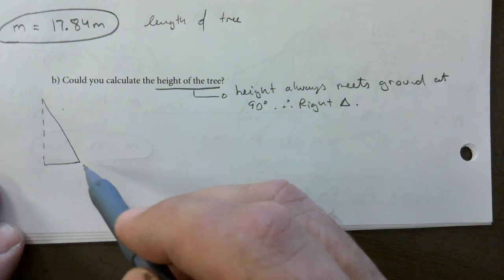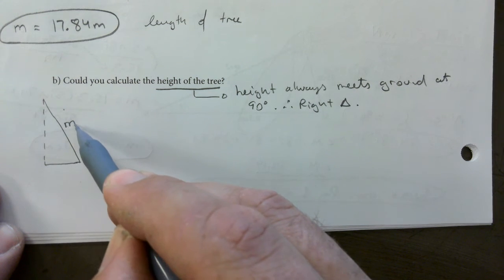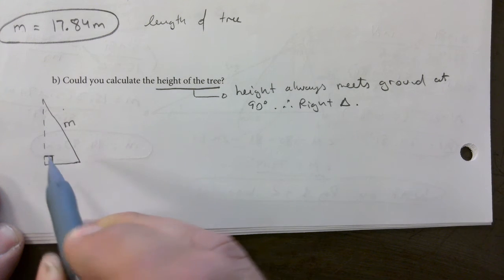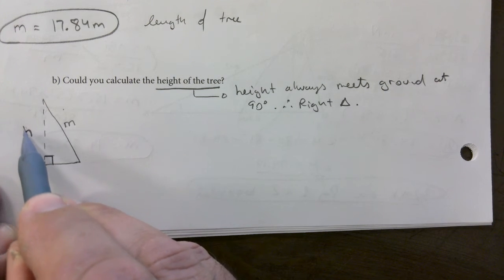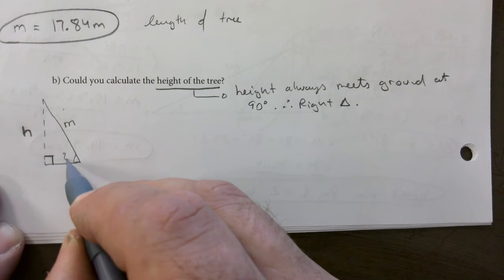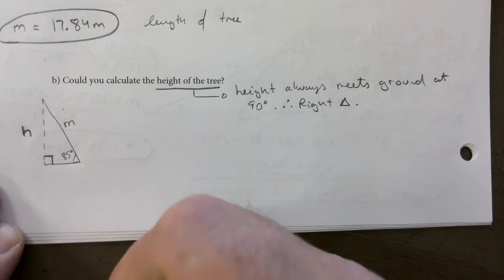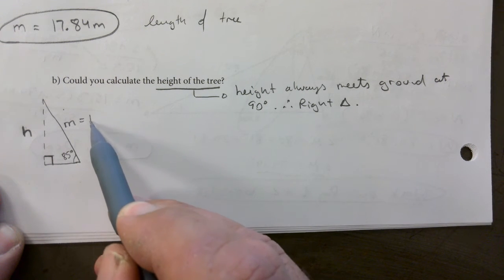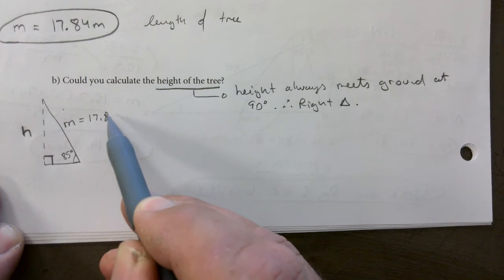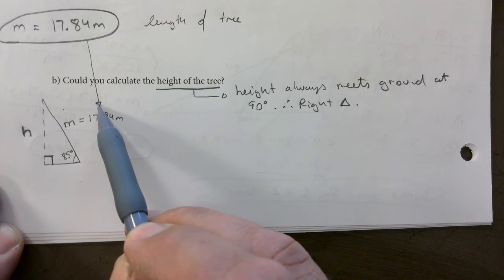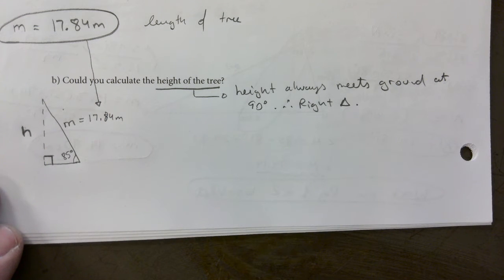We're pretending that this is our tree. This is M. This will be a 90 there. I know that because this is the height. So H for height, M goes there. This angle I know is 85 degrees. This is taken from the triangle above. And I know that this is what? I just calculated it. That's 17.84 meters. I'm going to make an arrow from the top down because I figured out what it is.